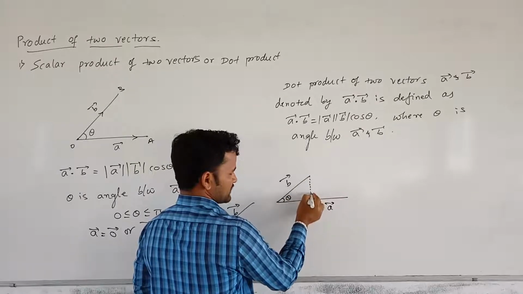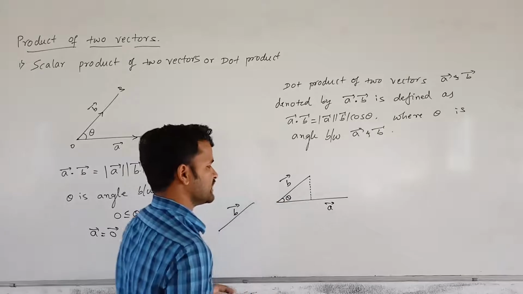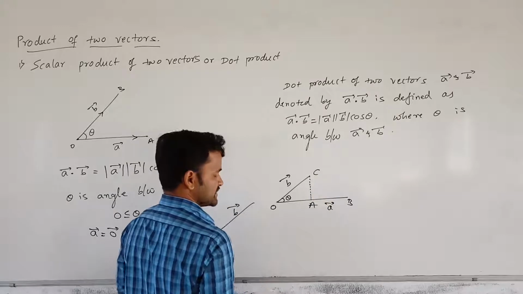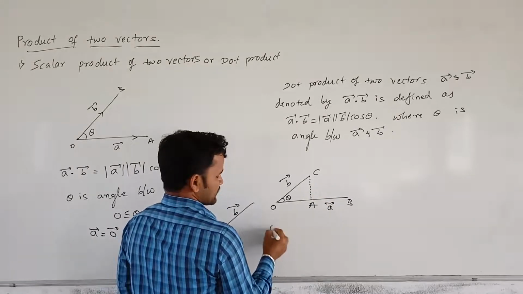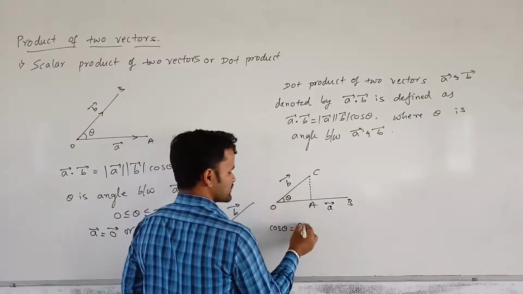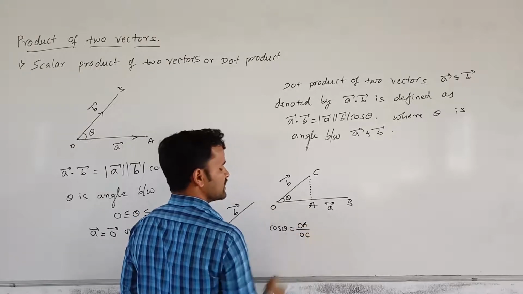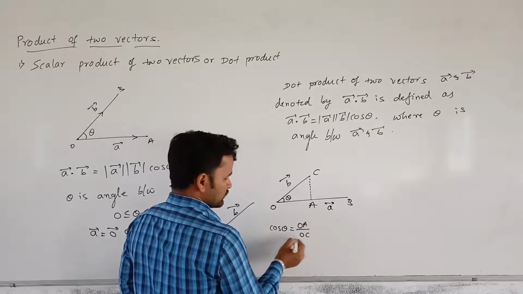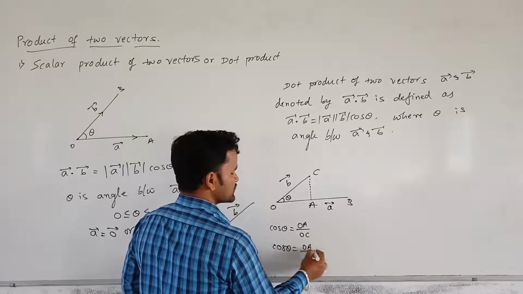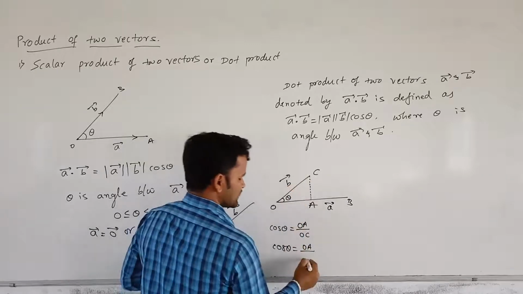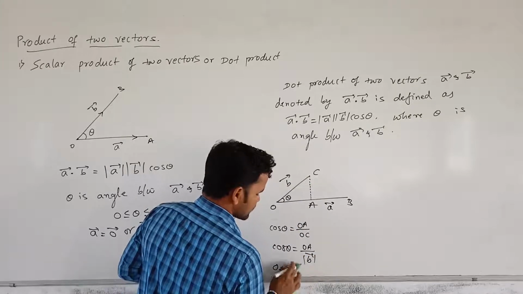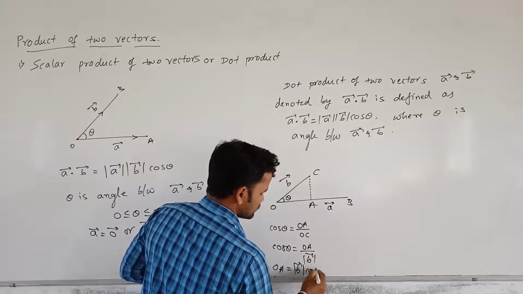If you drop the perpendicular here, let us take O, A, B, C like this. Now here you see, cos theta is equal to what? Cos theta is equal to adjacent side by hypotenuse. Adjacent side is OA, hypotenuse is OC. OC is nothing but the length of vector B, that is magnitude of vector B. Then we can write OA length as magnitude of vector B into cos theta.